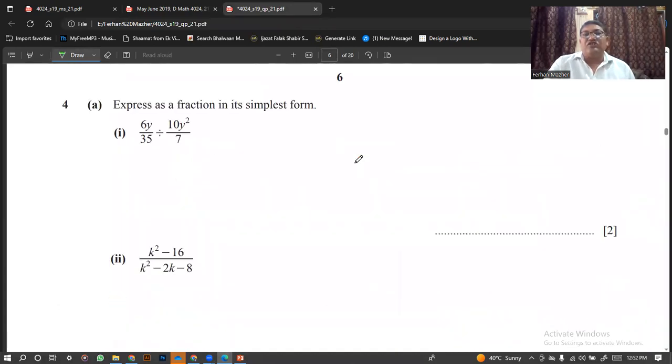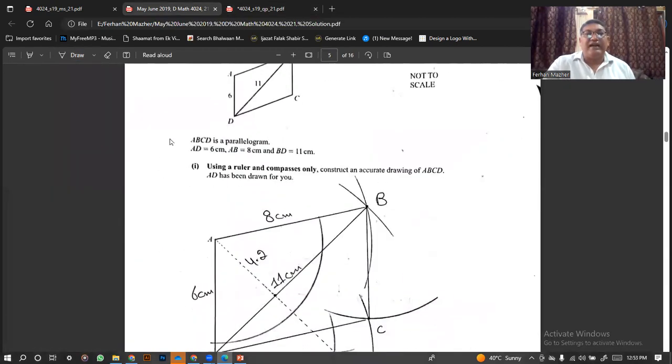So we are going to the next part, and here we have question number 4. The question says, express as a fraction in its simplest form. So we have 6y divided by 35, divided by 10y squared divided by 7. So here we have two simple fractions, and we will convert that divide sign into a multiplication sign. When you convert the divide sign into a multiplication sign, the fraction after the divide sign will be reciprocated.